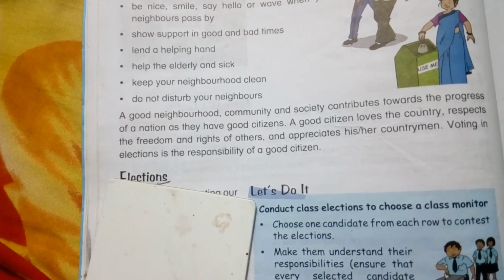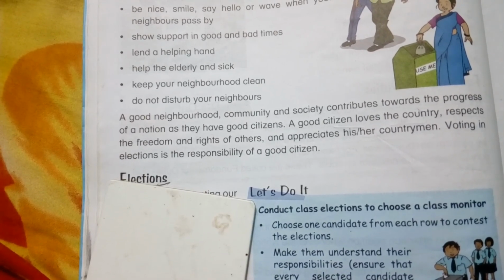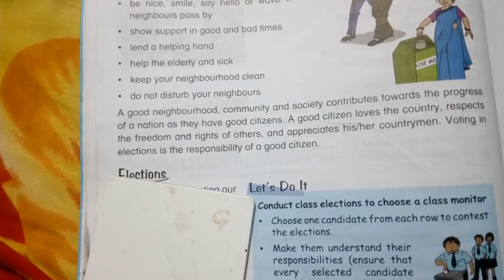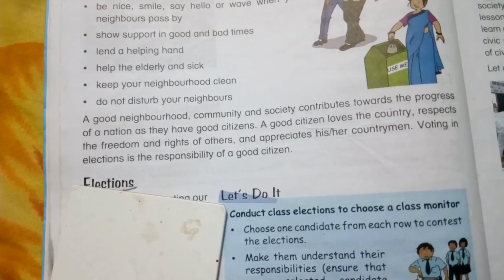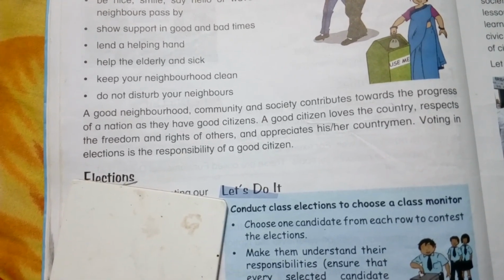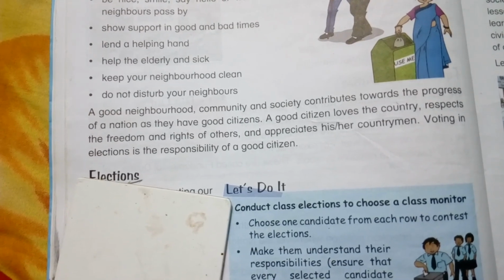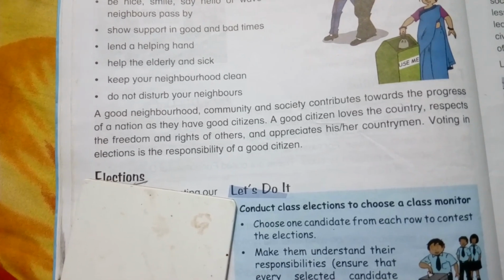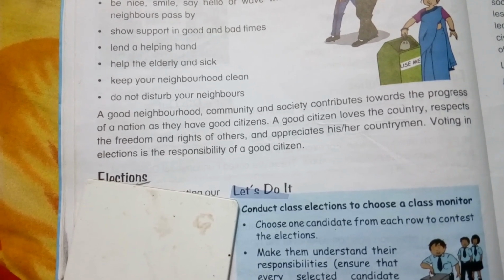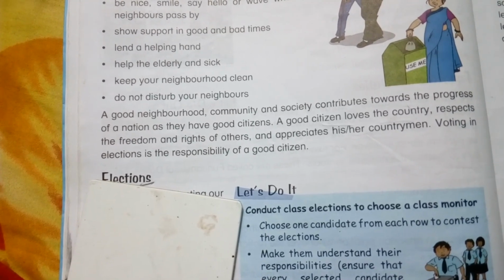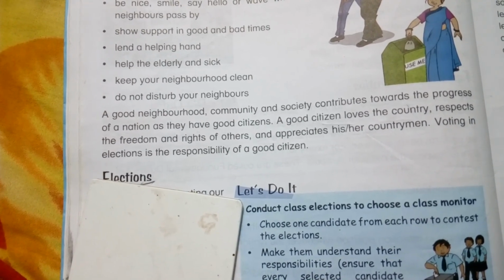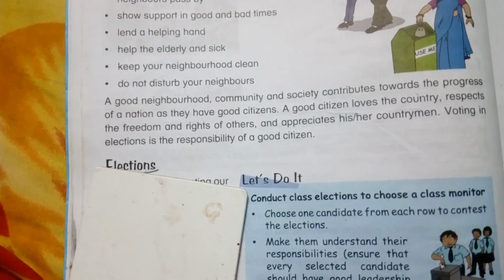A bad citizen will never respect the freedom or rights of others. They will try to hamper the freedom and the rights of others. A good citizen appreciates his or her countrymen. That is, if anyone progresses in science, or in a play, or in any other matter, they will always appreciate his or her countrymen.